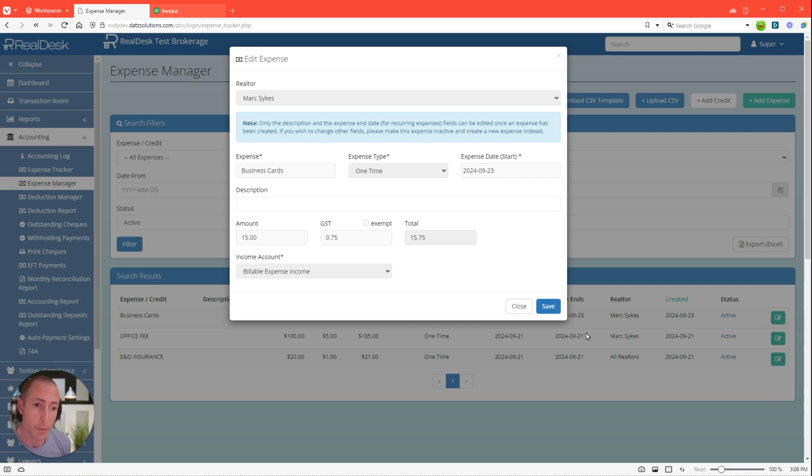In the case of something like business cards, or more commonly MLS fees or real estate board dues, it represents a reimbursement of something that the brokerage has most likely prepaid. As these reimbursements come in, you can put them into a QuickBooks income account like billable expense income to show those reimbursements that offset the expenses.